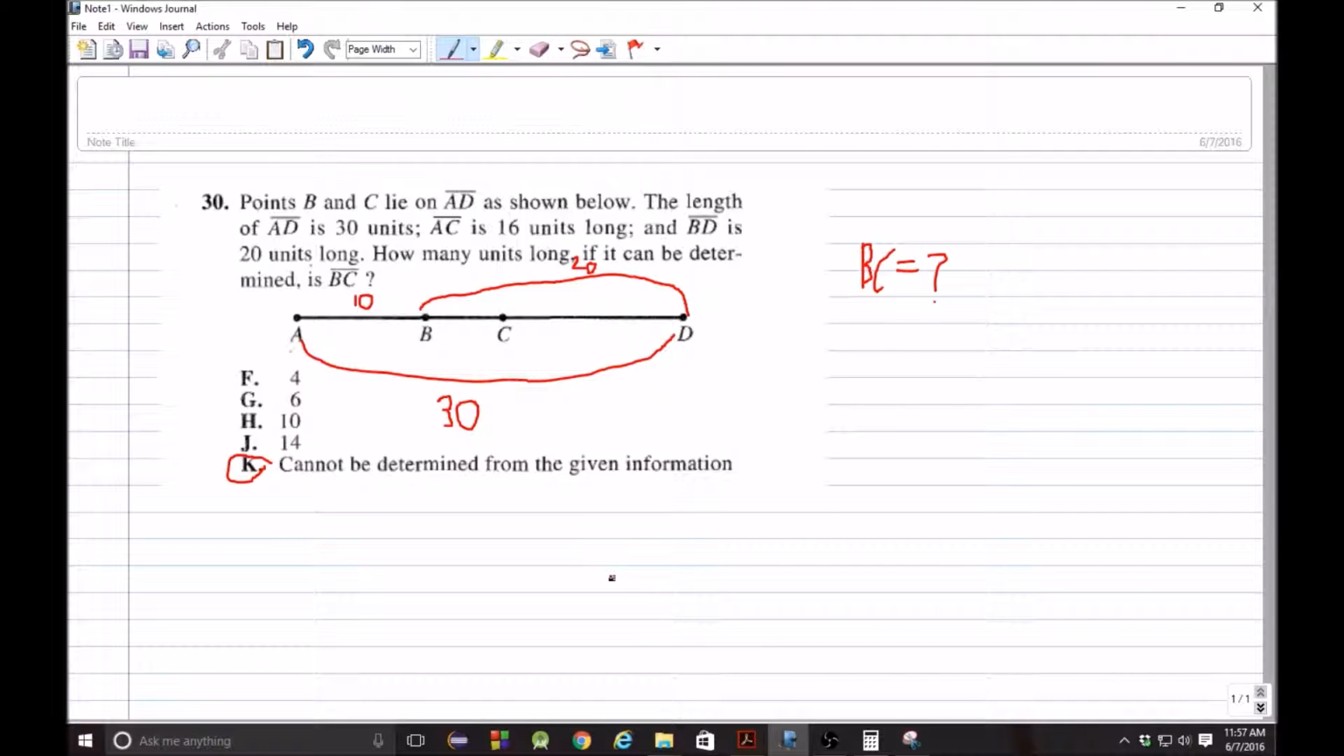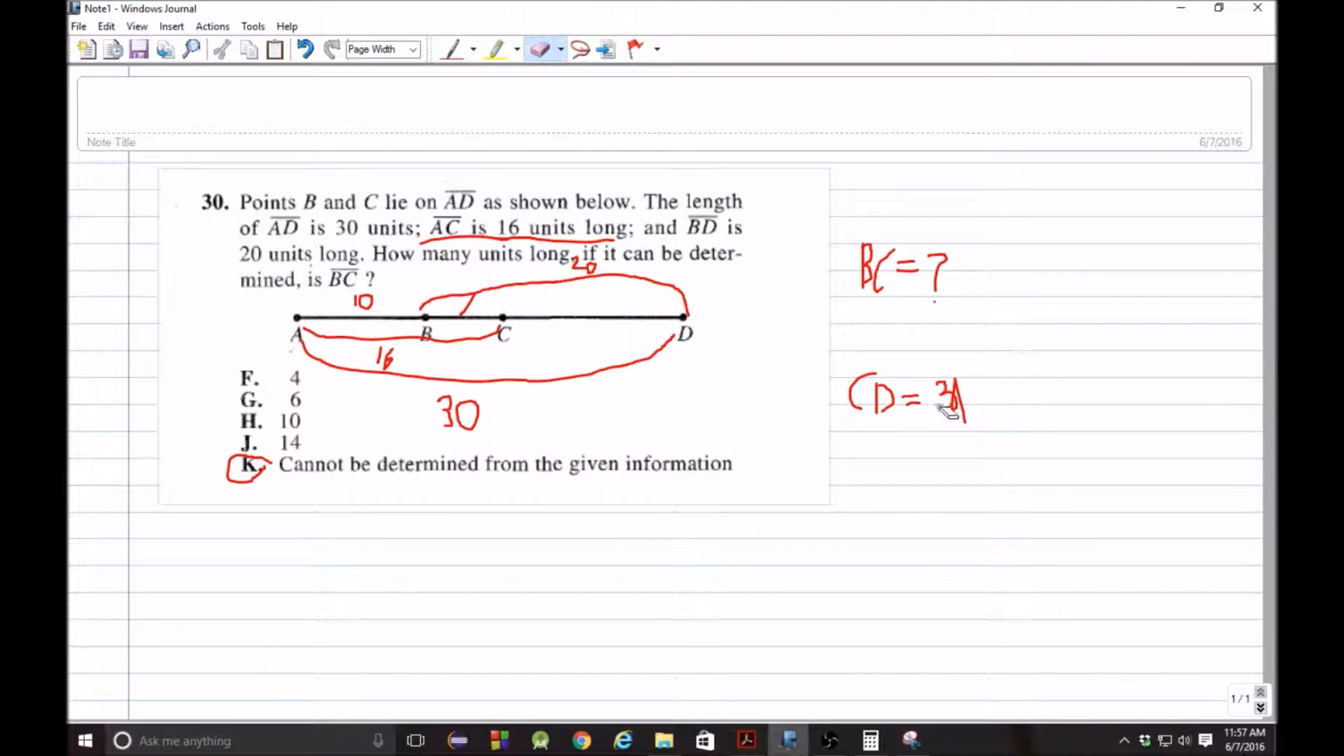AD is 30. AC. Oh, okay. I neglected a piece of information. AC is 16 units long. Remember to read carefully. AC is 16 units long. And then BD is 20 units long. So what we do first is we find the length of CD. And how do we find that? CD equals AD minus AC.